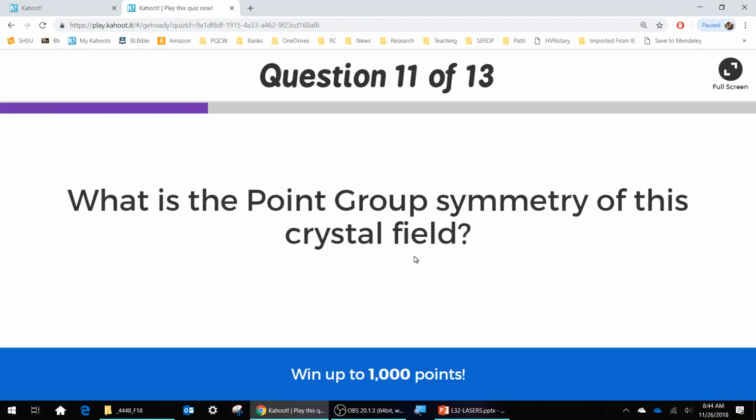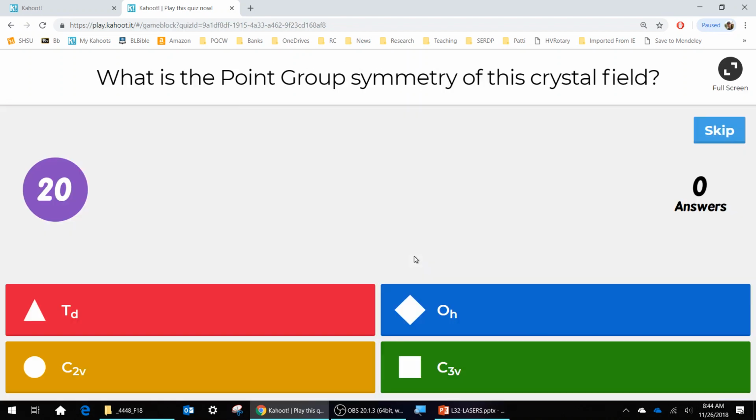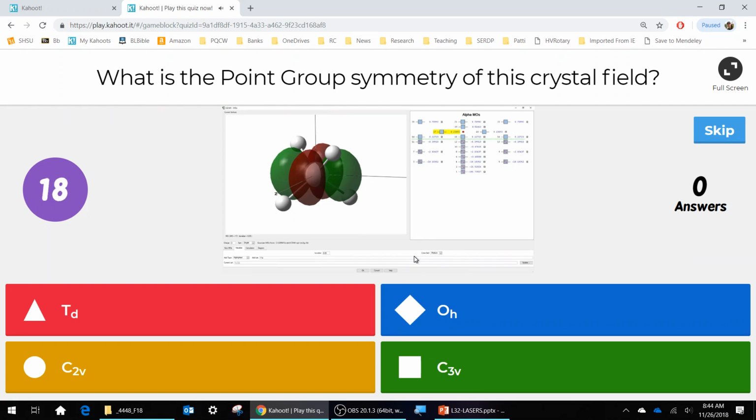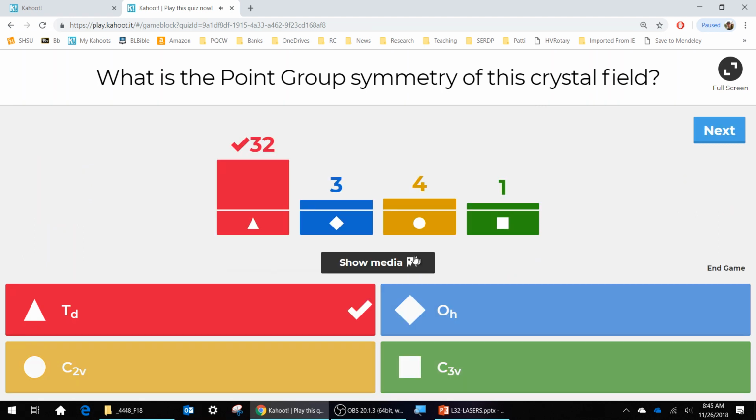What is the point group symmetry of this crystal field? Okay. Ignore the stuff on the right. Just look at where the atoms are. Also, ignore the orbital. Just look at the atoms. Central atom, 4 identical atoms around it. Yay, I love to see that. Okay. Yes, an atom surrounded by 4 identical things is tetrahedral.